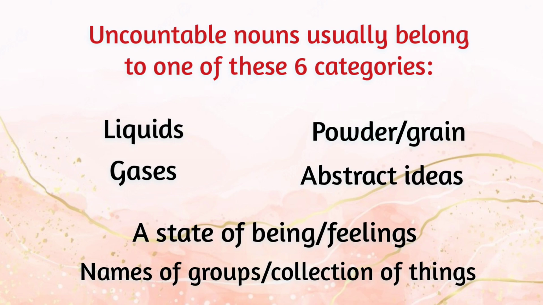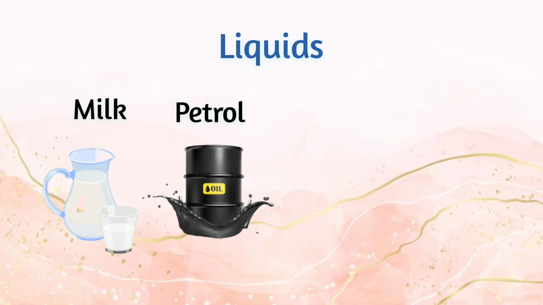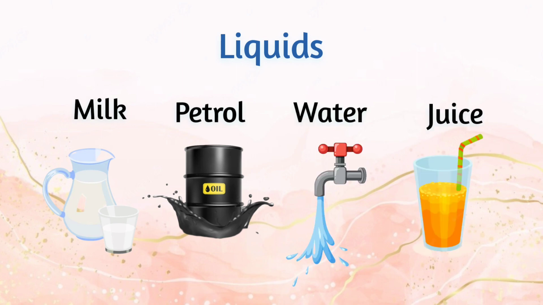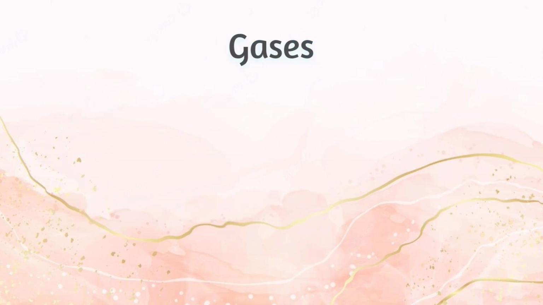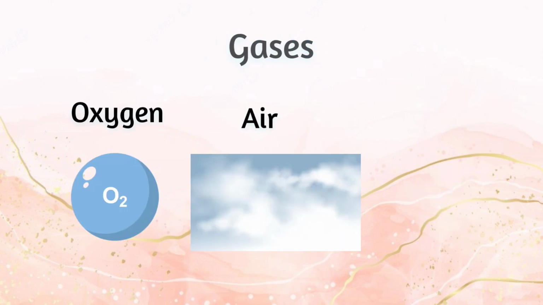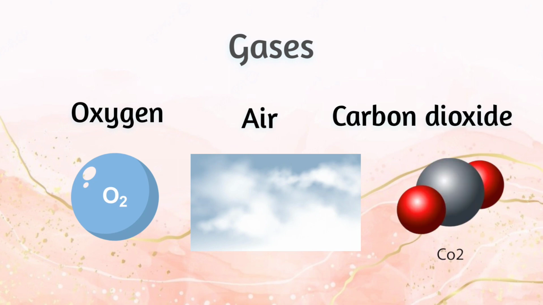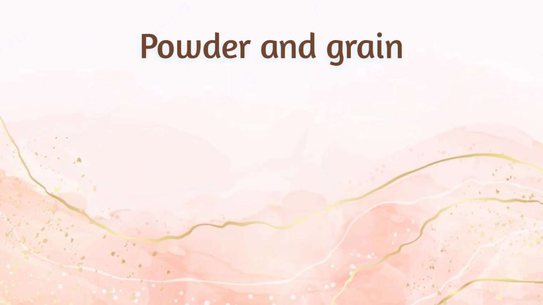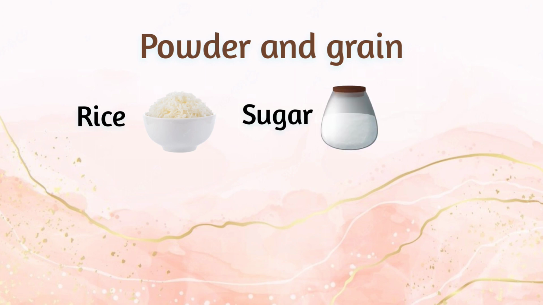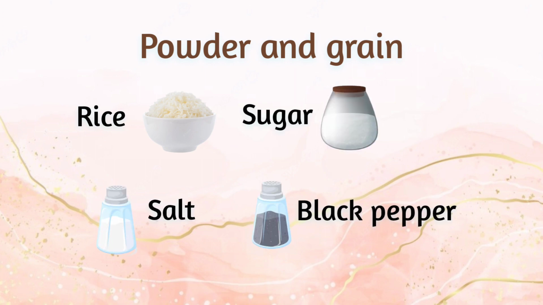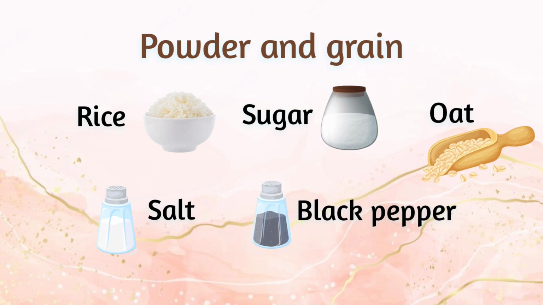For example, milk, petrol, water, juice. These are liquids, and liquids cannot be counted because we cannot divide them into separate elements. The same goes for gases like oxygen, air, carbon dioxide. Powder and grain like rice, sugar, salt, black pepper, oat. Can we actually count them? No, because it's way too hard to count them.